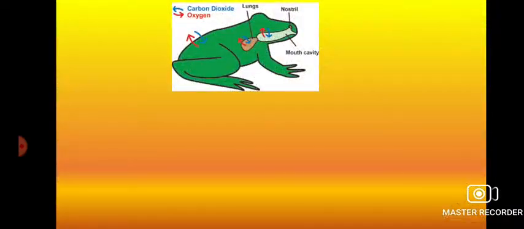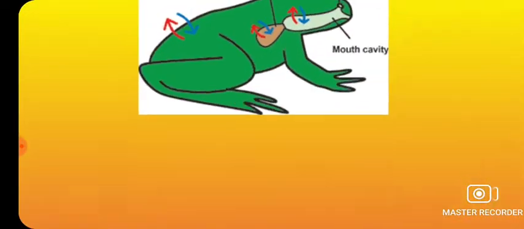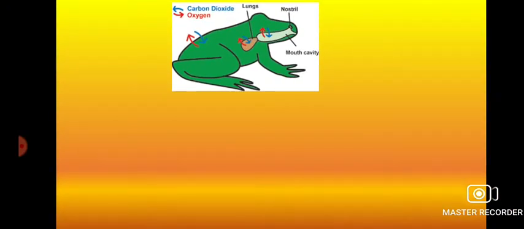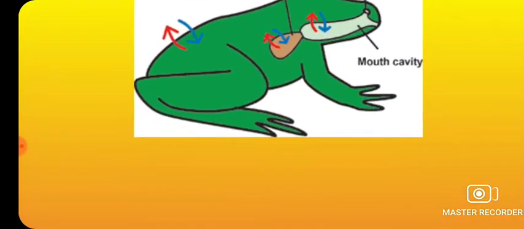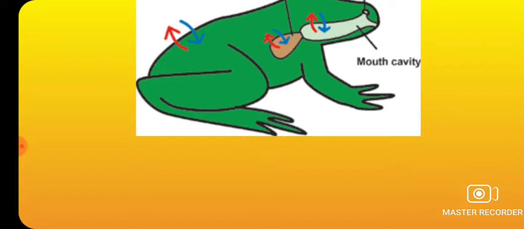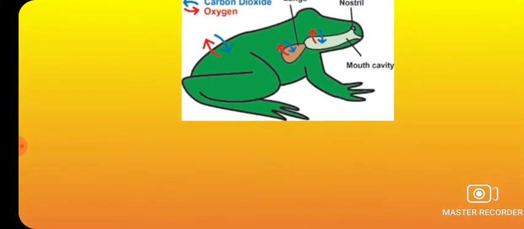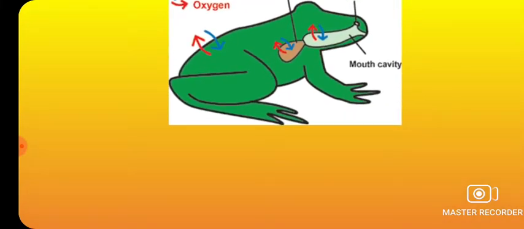Now tell me, what is this? Yes, this is our well-known frog. Now you can see that the arrows with the red color show the movement of carbon dioxide, whereas the arrowheads with the blue color show the movement of oxygen. So what is being shown here? This is the mouth cavity. And what is happening? Oxygen is coming inside the body and carbon dioxide is going out of the body.